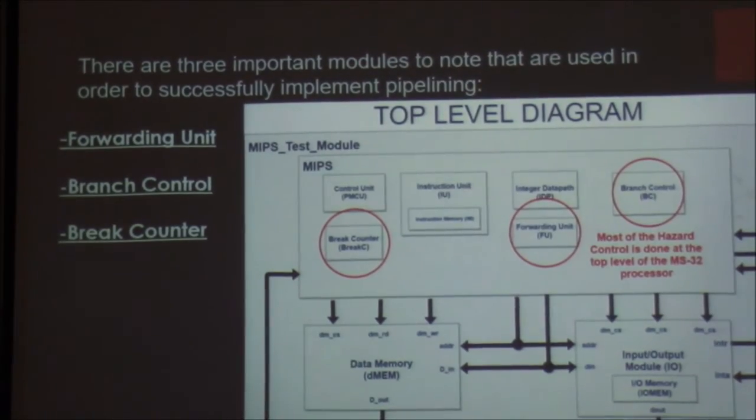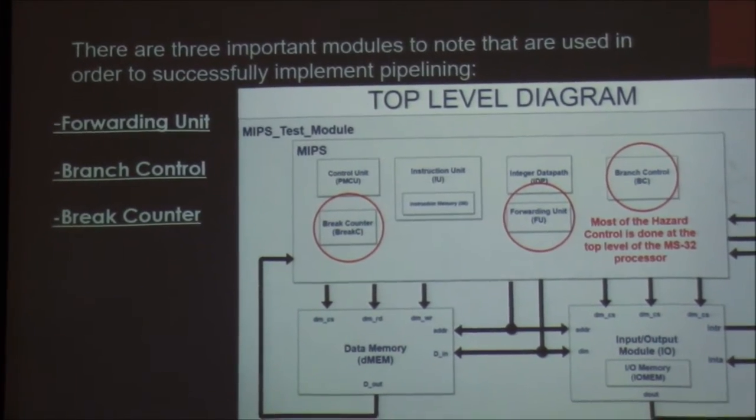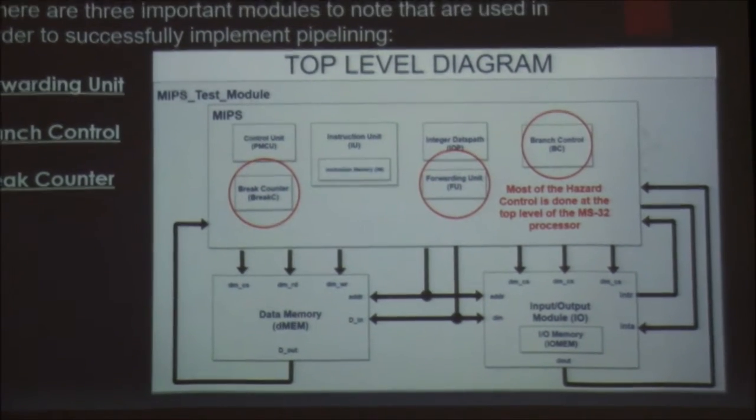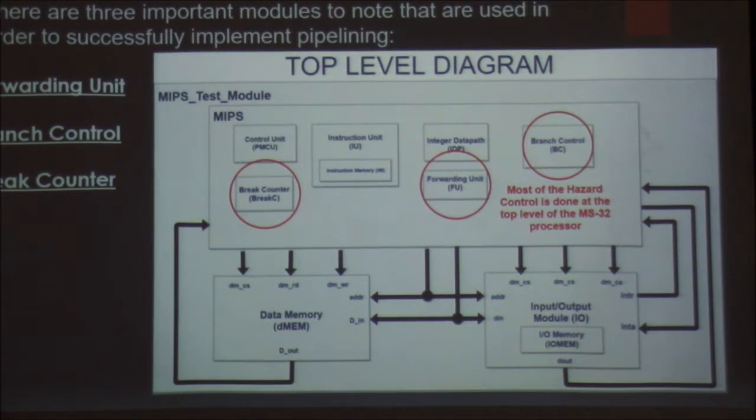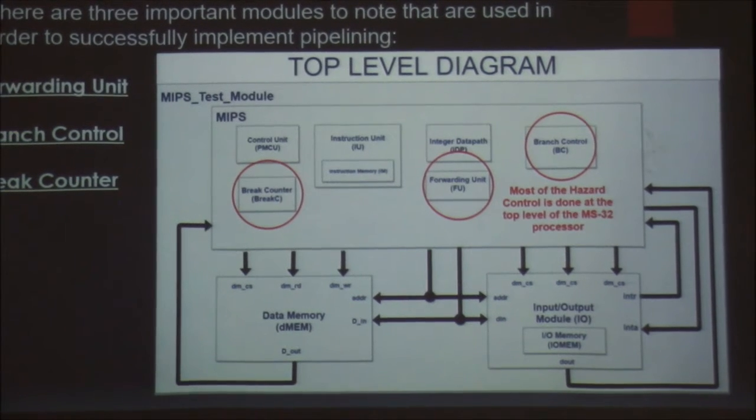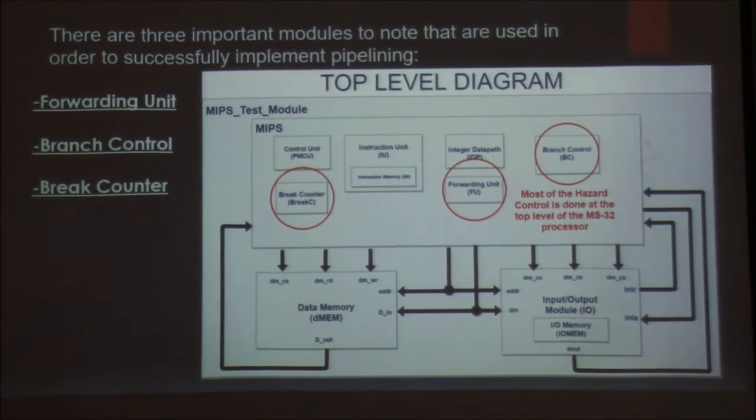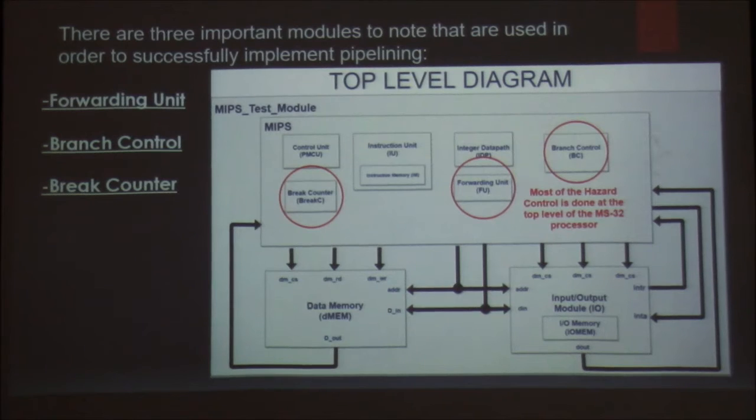Now, there are 3 important modules that are needed to successfully implement pipelining. The 3 listed here: the forwarding unit, the branch control, and the break counter. In our design, we chose to implement these 3 separately in the top level, whereas in other pipeline architecture designs, it's possible that they could include all 3 in a single hazard control module to make it more simplistic and easier to read. However, we found it easier to implement the 3 separate ones in our top level.